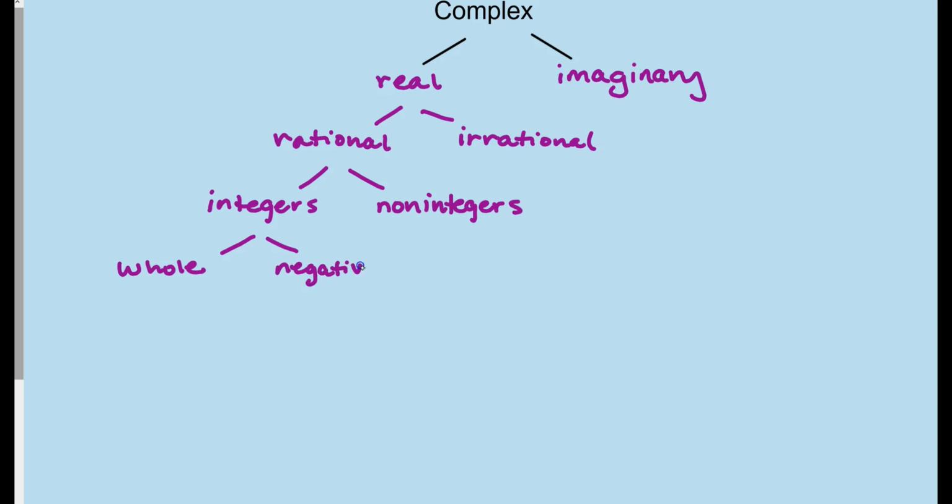So the negative integers are a subset of the integers, which is a subset of the rational numbers, which is a subset of the real numbers, which is a subset of the complex numbers. And lastly, we can break down the whole numbers into 0 and the natural numbers.